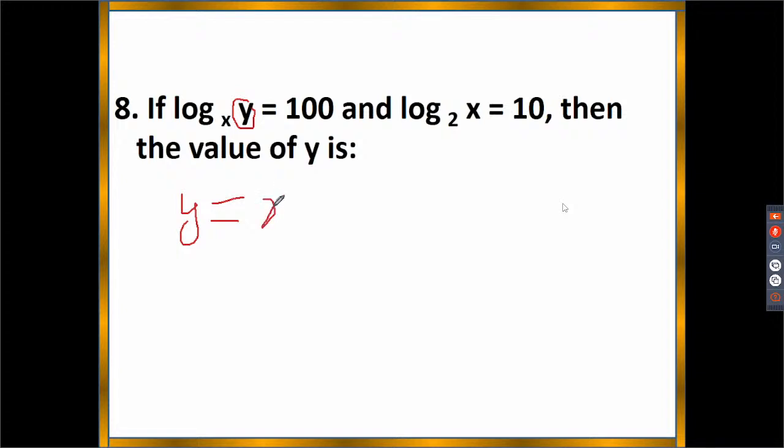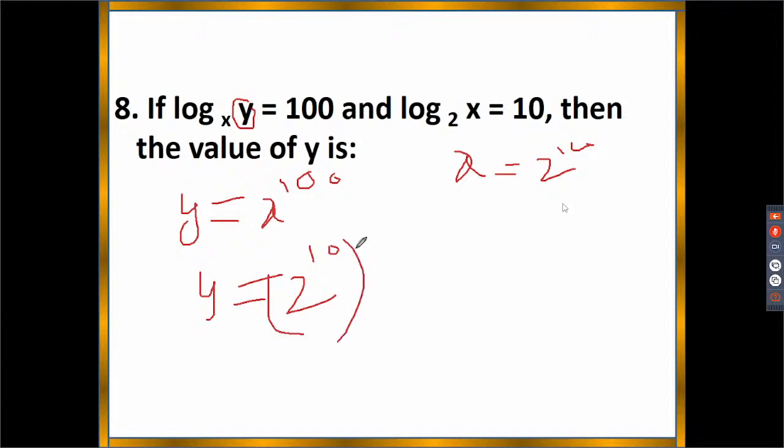By using the logarithm definition, y is equal to x to the power 100. But from the second equation, x is equal to 2 power 10. If you substitute x value 2 power 10, y is equal to 2 power 10 whole power 100, nothing but 2 power 1000. So that is the y value. Don't go for the value; the answer is 2 power 1000, directly the correct answer.